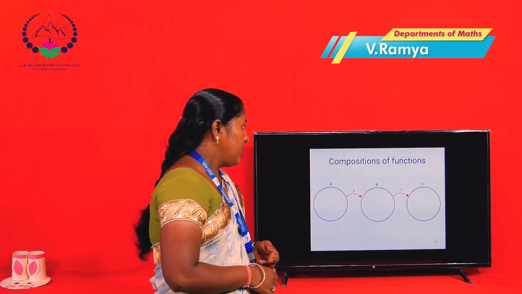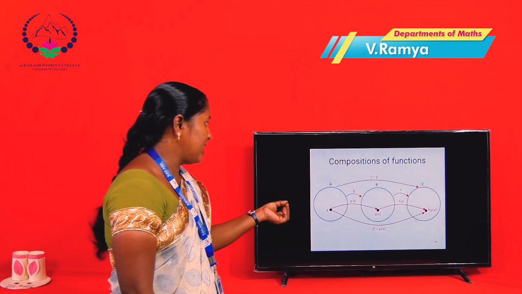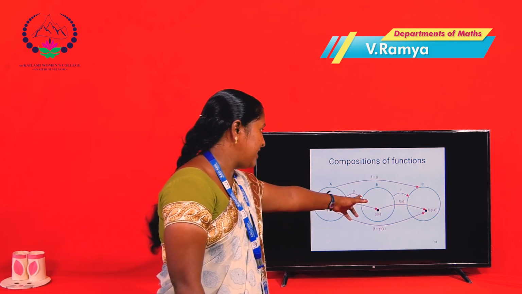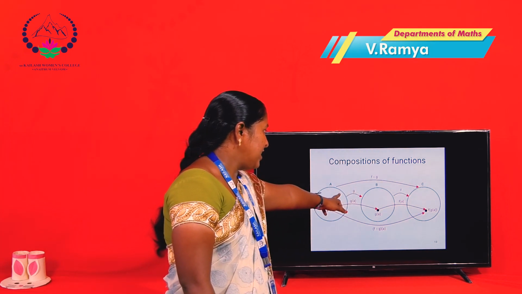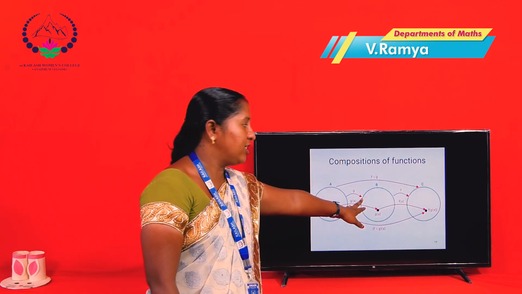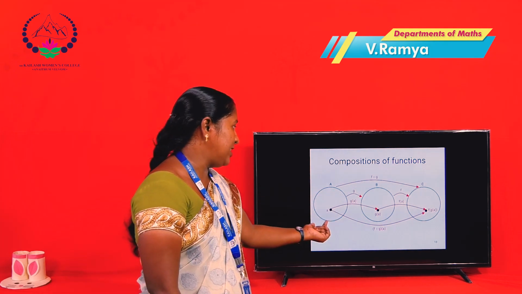Then next one, composition of functions. Composition of functions means we take two functions, written as F composite G. Take sets A, B, and C: A to B is defined by the function F, and B to C is defined by the function G. So we compose the functions, F composite G.